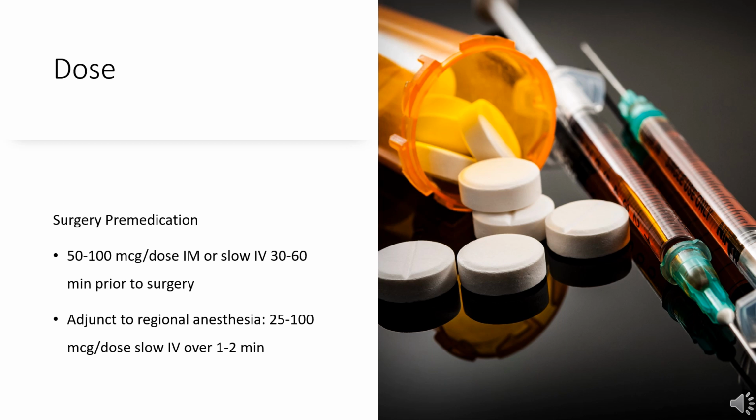Adjunct to general anesthesia, rarely used: 20 to 50 mcg/kg/dose IV. Analgesia, off-label: 1 to 2 mcg/kg for bolus or 25 to 100 mcg/dose PRN, or 1 to 2 mcg/kg/HR by continuous IV infusion or 25 to 200 mcg/HR. Severe pain: 50 to 100 mcg/dose IV/IM every 1 to 2 hours PRN.